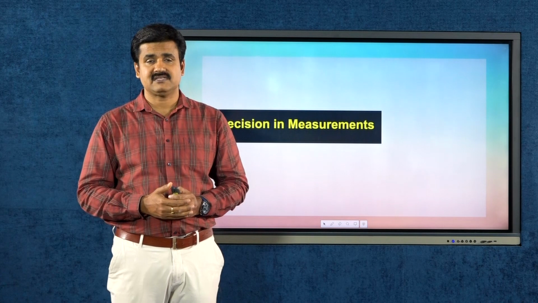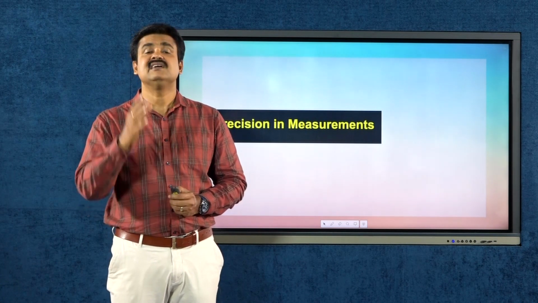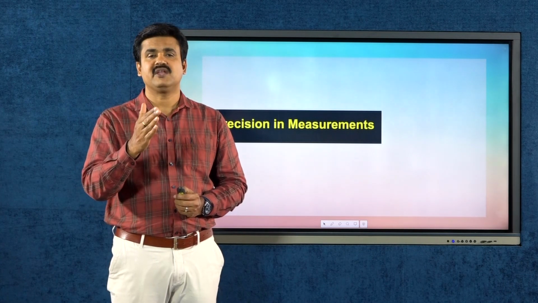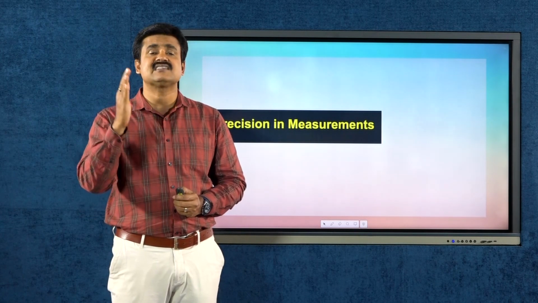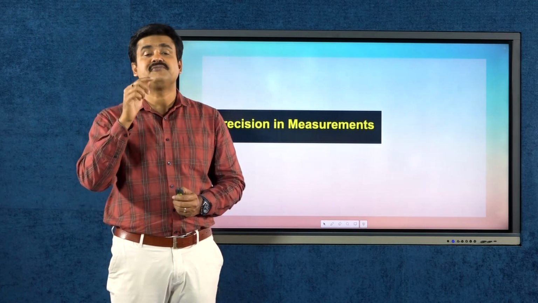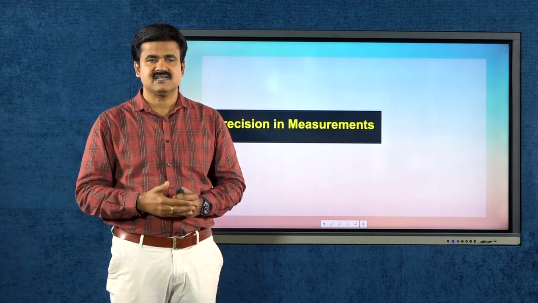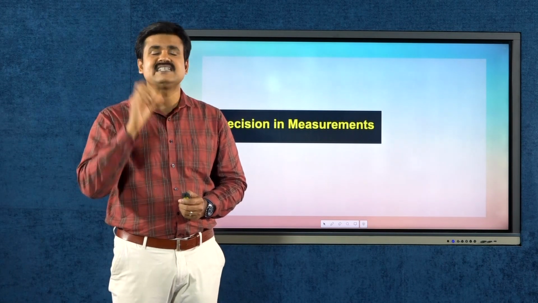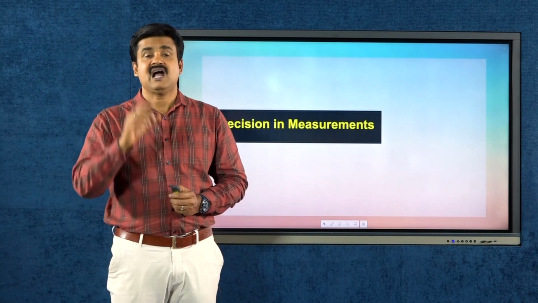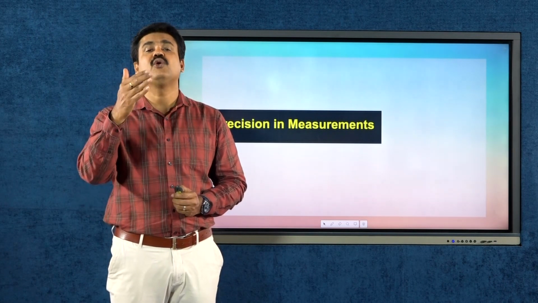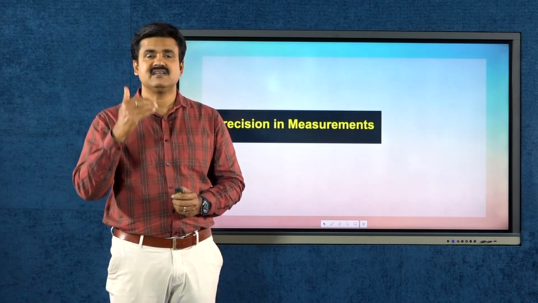You are all familiar with the term accuracy. Accuracy simply implies the difference between true value and experimental value. This difference as such is termed as error, and if error is minimum, the accuracy is maximum. That is, accuracy is the closeness of the true value with the experimental value. Higher will be the closeness, lower will be the error. That is, higher will be the accuracy, lower will be the error.